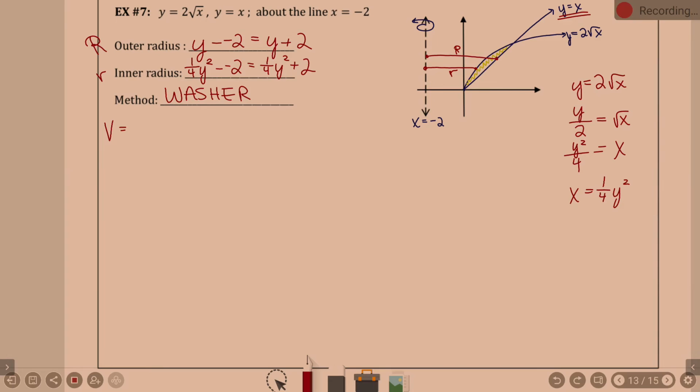Okay, pi times. Did you guys already find your boundaries? Obviously, they intersect at 0, 0. Where else do these two graphs intersect? I agree with 4, 4. Yes. Okay. Now, I can plug 4, 4 in.